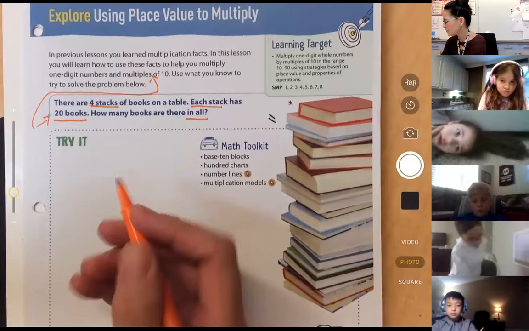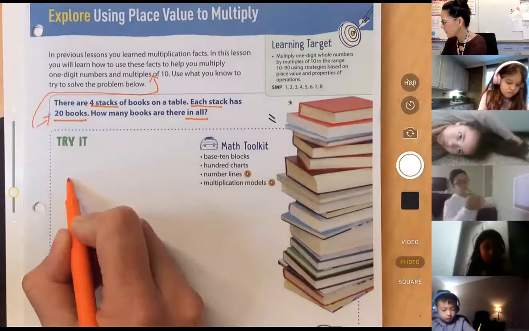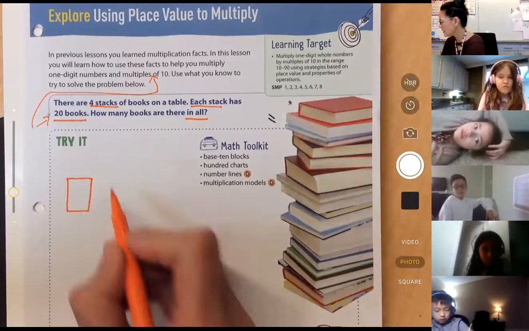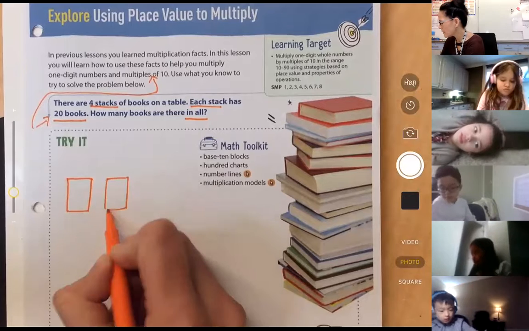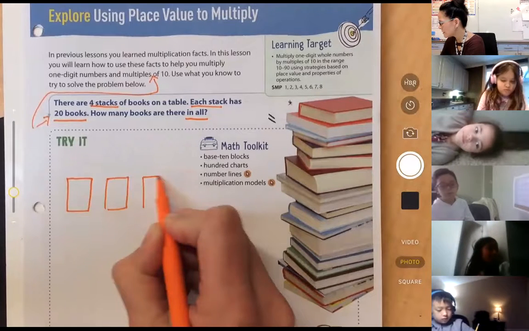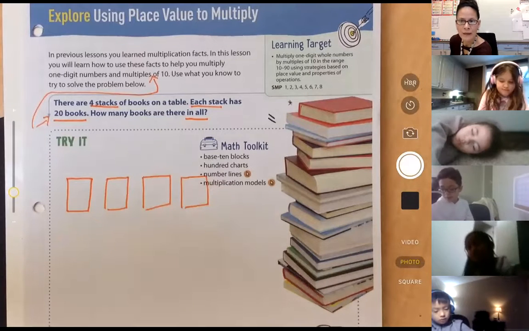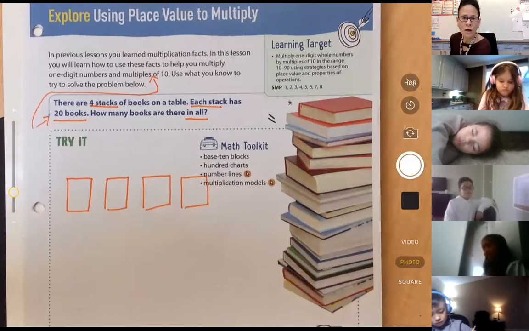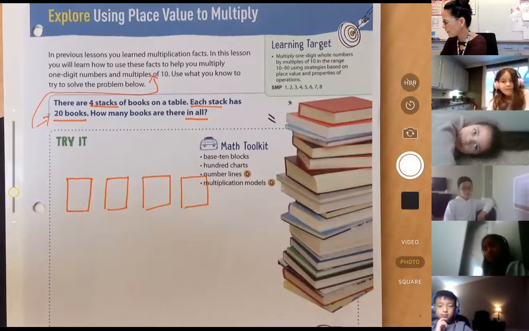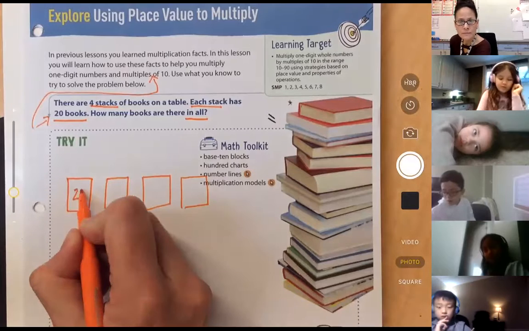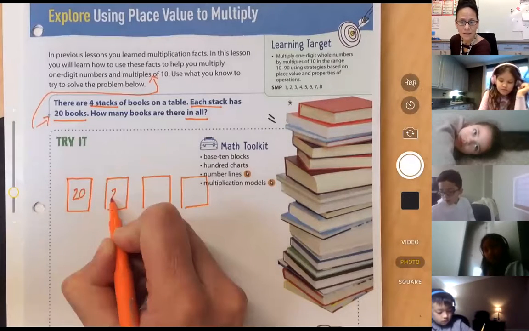So we could do 4 groups, or in this particular problem, we're calling them stacks, right? So here's a group, and here's a group, and here's a group, and here's a group, or stack, right? So instead of drawing all of it, I can simply say, I know that there are 20 here, and 20 here, and 20 here, and 20 here. That is a way for me to model it.